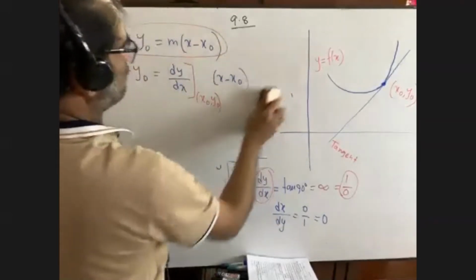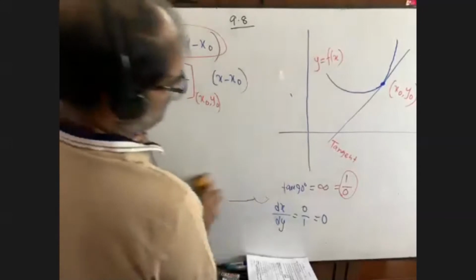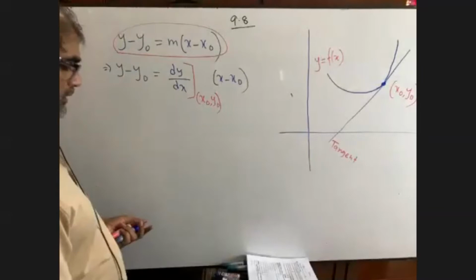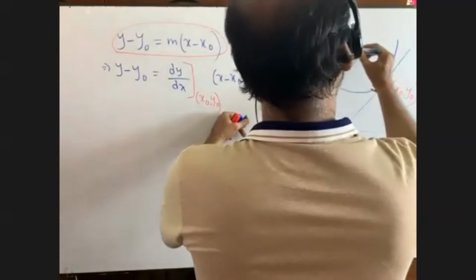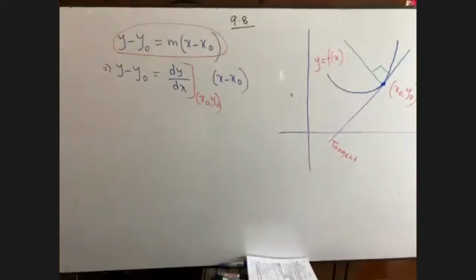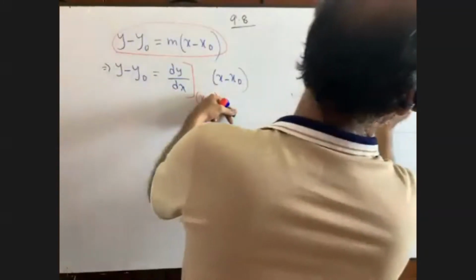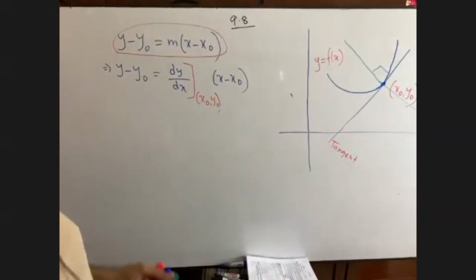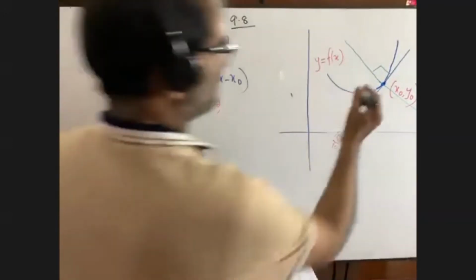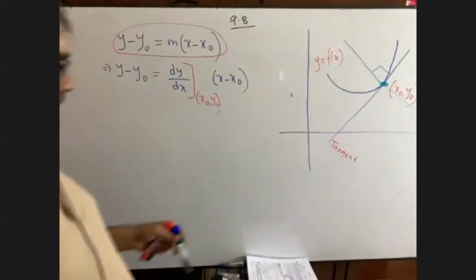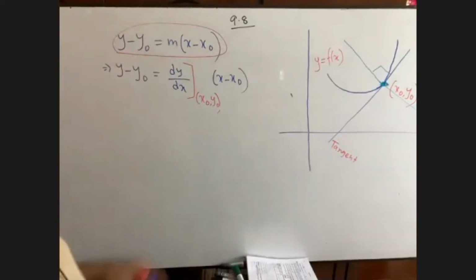Now, I told you that our chapter is tangent and normal. What is normal? Normal is perpendicular to the tangent. Suppose this is the tangent. Normal is perpendicular to the tangent at the point of contact. That means the normal, tangent, and curve have intersected at the same point, the point of intersection.